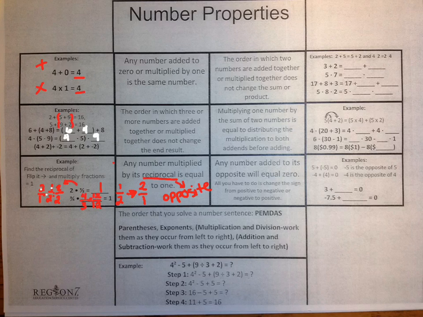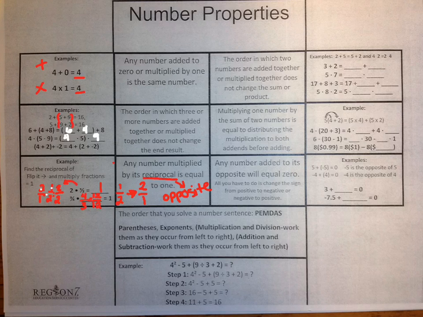The order in which two numbers are added together or multiplied together does not change the sum or the product. That's the commutative property. So it's like you're saying you're all part of a community. It doesn't matter who lines up first, who lines up last. You're all still part of the same community. You're all still going to be in the same part.